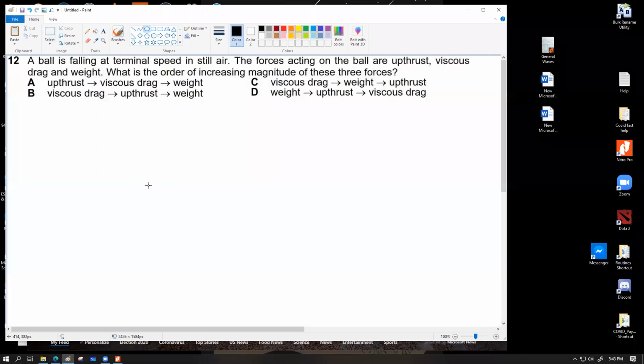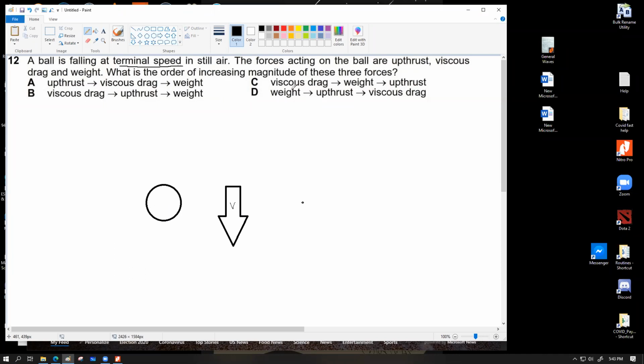Let's say this is an object, a ball, that is falling downwards. So its velocity is downwards. I'm trying not to label the velocity on the body of the object. I'm going to label it outside because I don't want to confuse you kids. And as per the question, the velocity of the object is constant. So it's moving at terminal speed, which means it is not accelerating, which means the resultant force has to be 0.